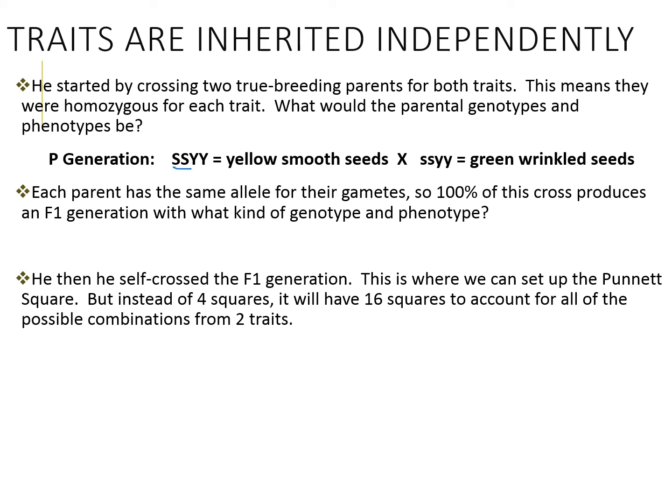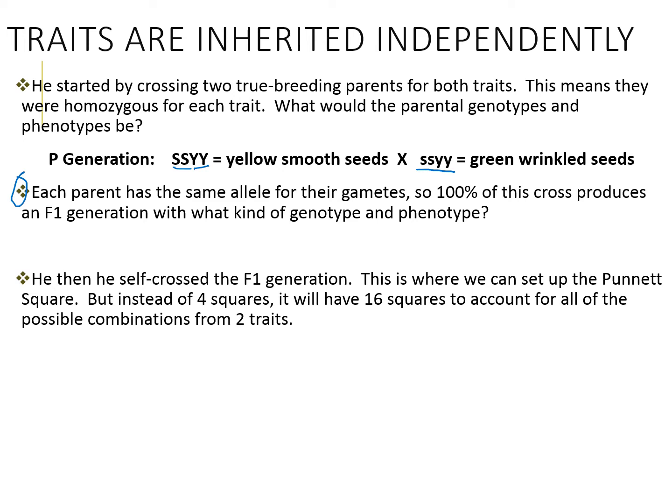So big S, that's one gene, two alleles. And big Y, that is one gene, the two alleles. So now we're showing with this abbreviation here, big S, big Y, that we want to represent two genes, each of which has two alleles and they are homozygous. So crossed with the other true breeding recessive individual, little s, little y. Next, each parent has the same allele for their gametes.